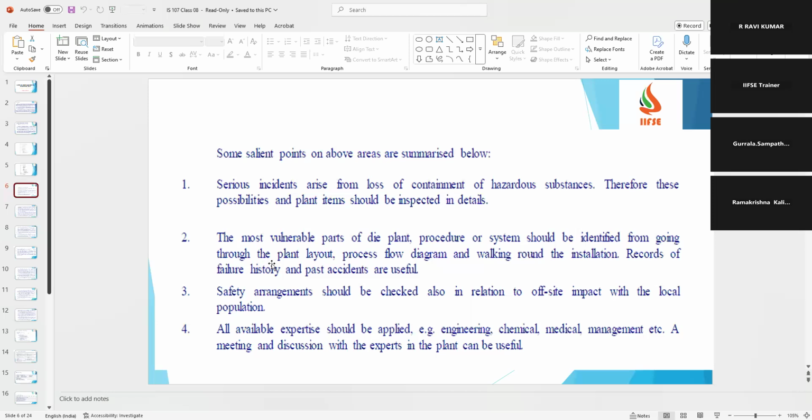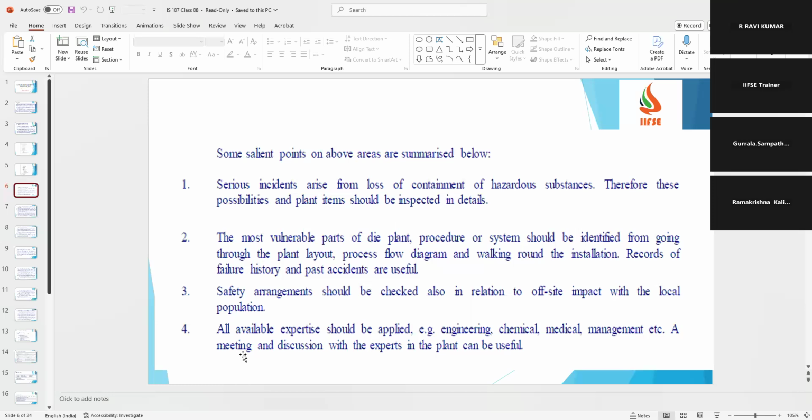And the most vulnerable parts of a plant procedure or system should be identified by going through the plant layout, process flow diagram, and walking around the installation. Records of failure history and past incidents are also useful. We have to take the vulnerable plants, which means some of the reactions are so dangerous or hazardous in nature. Some of the manufacturing processes are so critical, we have to identify that. Then we have to get the flow diagram, and look around the installations to see whether the OEM measures have been taken or not.